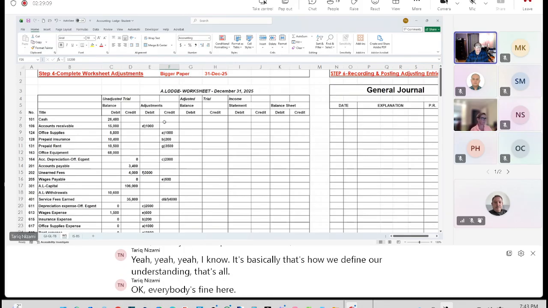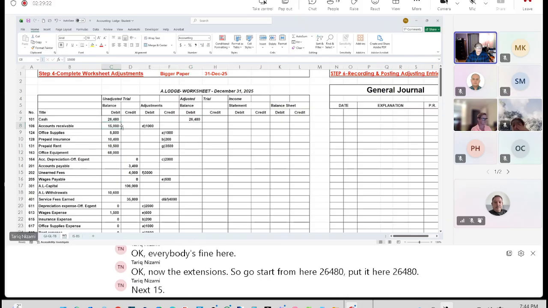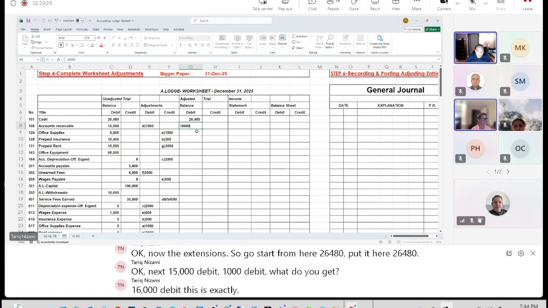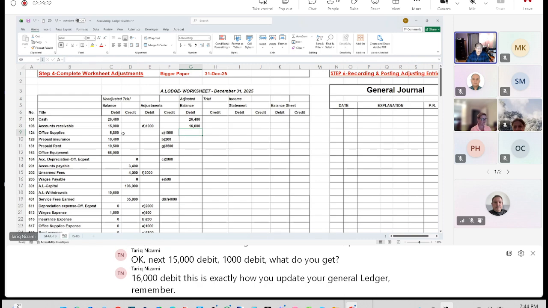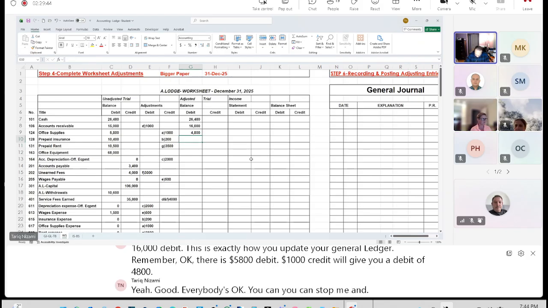Yes. Okay, now, the extensions. So start from here. 26,480, put it here. 26,480. Okay, next, 15,000 debit, 1,000 debit. What do you get? See, 16,000 debit. This is exactly how you update your general ledger. Remember, there is $5,800 debit. $1,000 credit will give you a debit of 4,800. Yeah, good. Everybody's okay? You can stop me and I can explain to you again if you want.